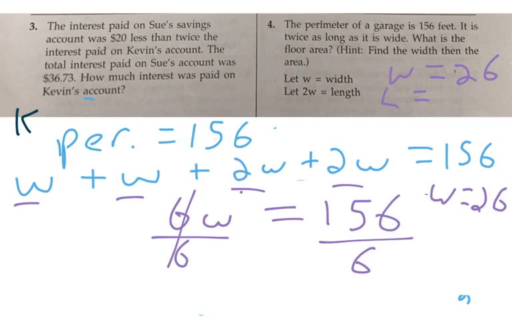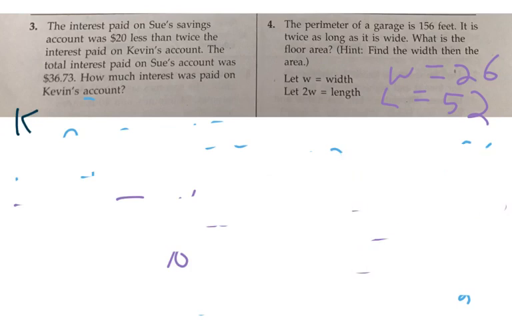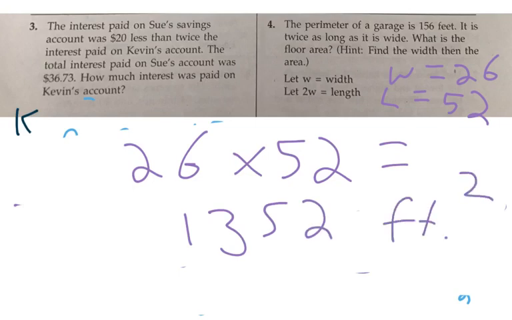Now my length is 2 times the width. So all we have to do is multiply 26 by 2 and we get 52. But notice I'm not done. They want to know what the area is. What's the floor area? And again, they might try to trick you. There might be choices that have 26 and 52. But to get the area, all we do is multiply these together. And when we do that, we get 1,352 square feet.